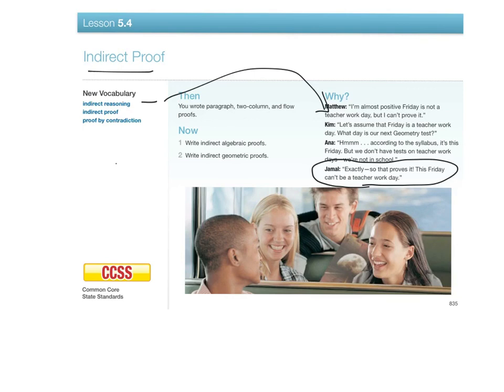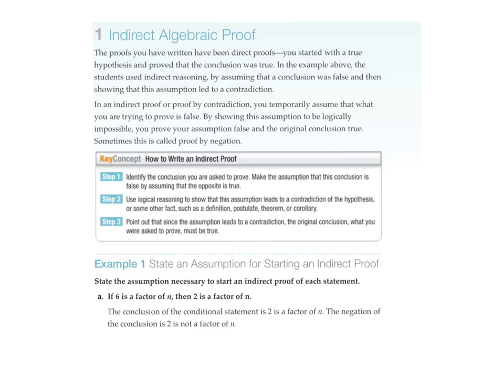That's my old saying: it's easier to prove something wrong than it is to prove something correct. So both of these two link together. Okay, keeping things simple with example one. State an assumption necessary to start an indirect proof of each statement. Obviously we've got a statement that if 6 is a factor of n, then 2 is a factor of n also. The conclusion of the conditional statement is that 2 is a factor. The negation is 2 is not a factor.